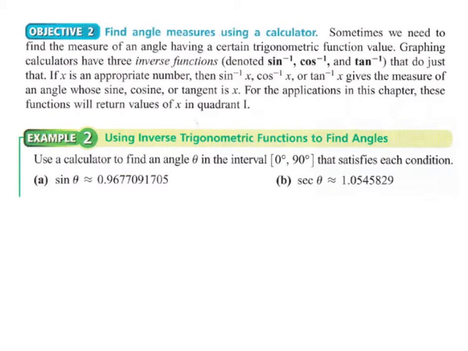Alright, so when we need to find the measure of an angle having a certain trig function value, the graphing calculator is going to have 3 inverse functions for us to use. So the inverse sine, inverse cosine, and inverse tangent. So if you find the inverse sine of x, assuming that x is in the range for the sine, and that would be from negative 1 to 1, or same for cosine or tangent, then that's going to give you the measure of an angle whose sine, cosine, or tangent is going to give you x.